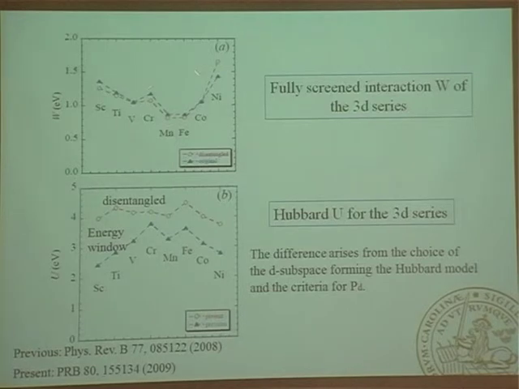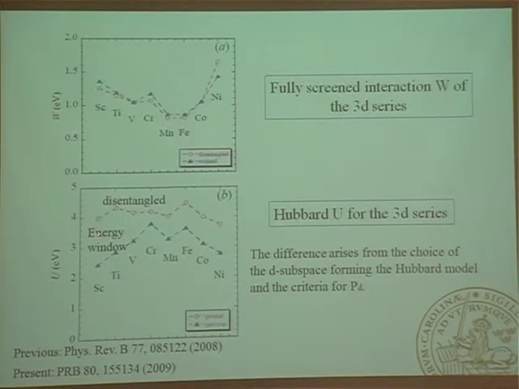So now using this disentangled band structure, we again have quite a well-defined way of calculating the U, because we now have a well-defined D subspace, and we can define the PR, and we can calculate the U. This is what we get, the disentangled band structure.